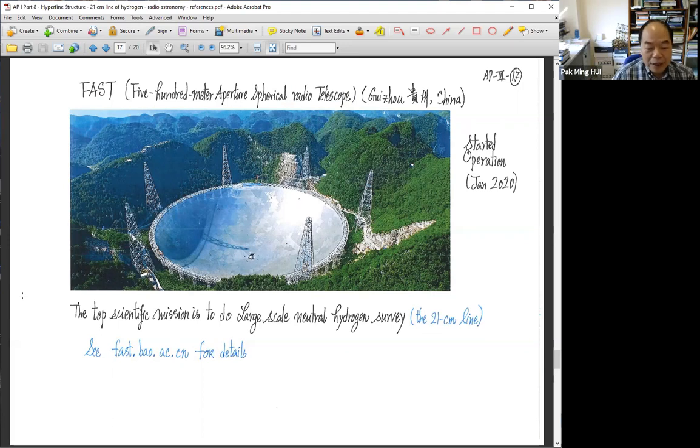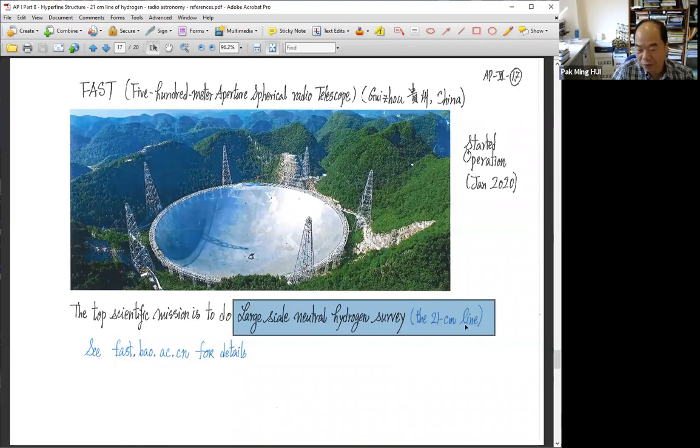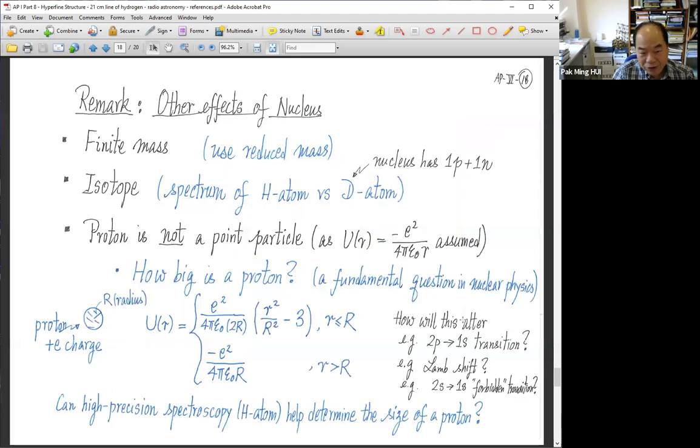Okay, but if you look into their website, I encourage you to do that. Because they need to argue for the funding, why this thing should be funded, built, and so on. So they have some scientific mission. They list out, okay? The very first one is to do a large-scale neutral hydrogen survey. And this is about the hyperfine structure that we mentioned. It just started, okay?